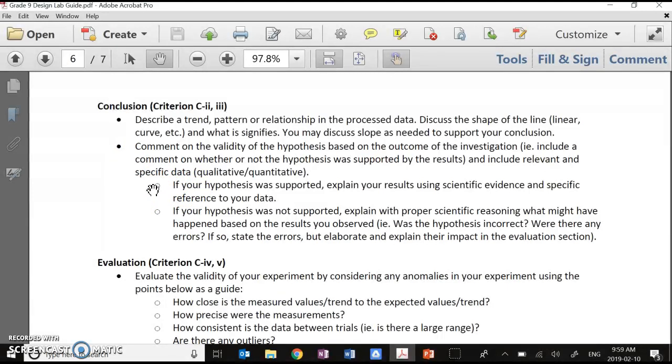If not, you're going to go through and say, was there some way to have done this experiment differently, or to note why your hypothesis was incorrect. Go back and say, was there some flaw in your logic, or in terms of how you thought the hypothesis would work.